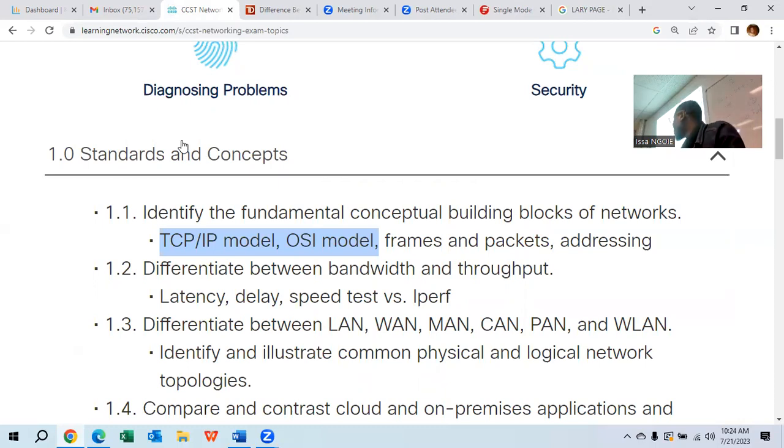Now we're going to talk about the TCP/IP model and the OSI model. Guys, 5 or 10 questions will come for those two only, the TCP/IP and the OSI model. Even if you are doing the CCNA, even if you are doing the CCST. But I don't want to talk about the exam. I'm talking about the knowledge.